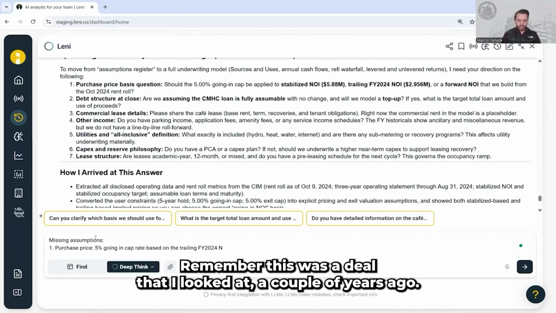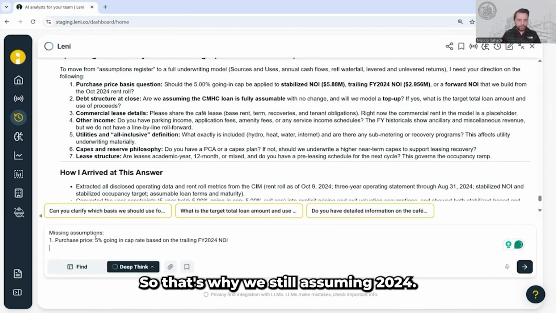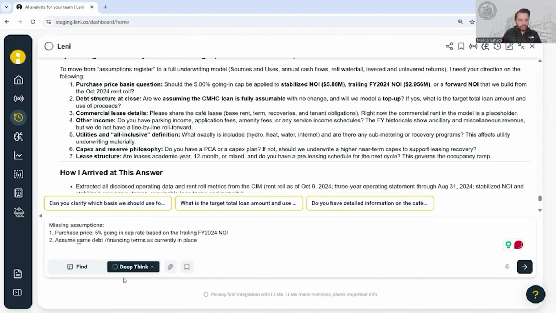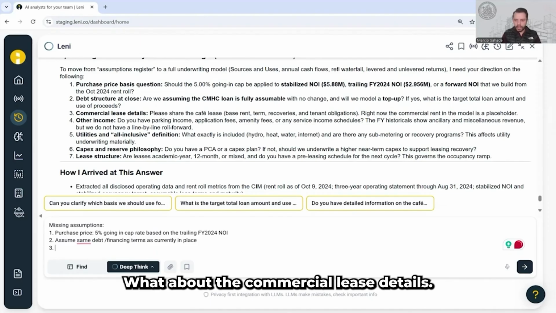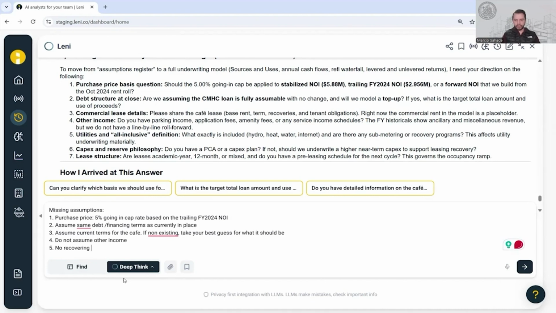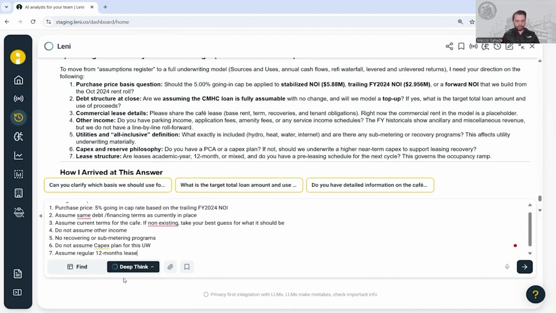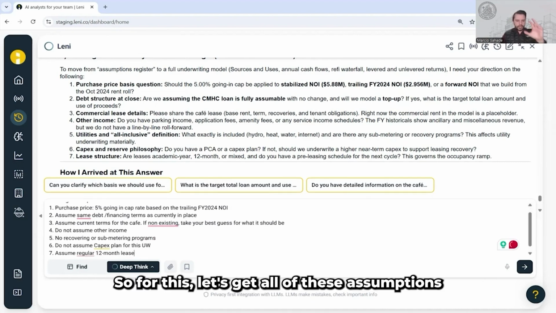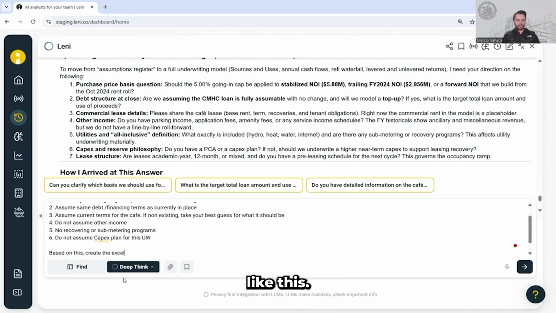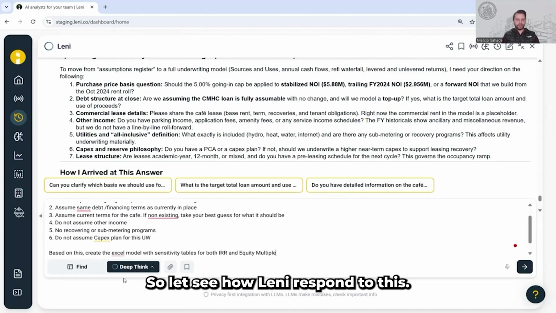Remember, this was a deal that I looked at a couple of years ago, so that's why we're still assuming 2024. Okay, what about the commercial lease details? So for this, let's get all of these assumptions like this. So let's see how Leni responds to this, what Leni brings from this.